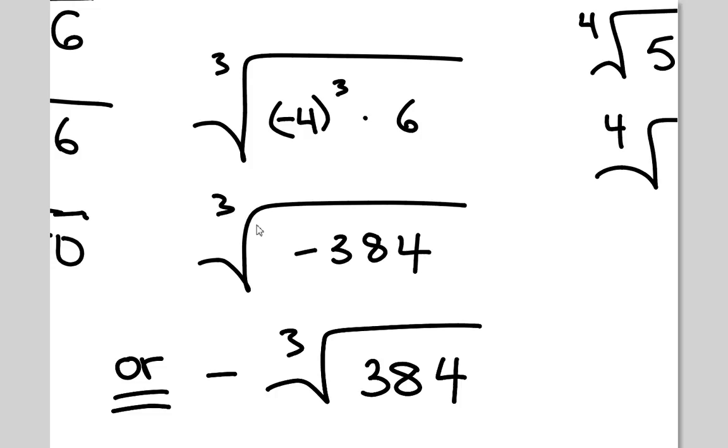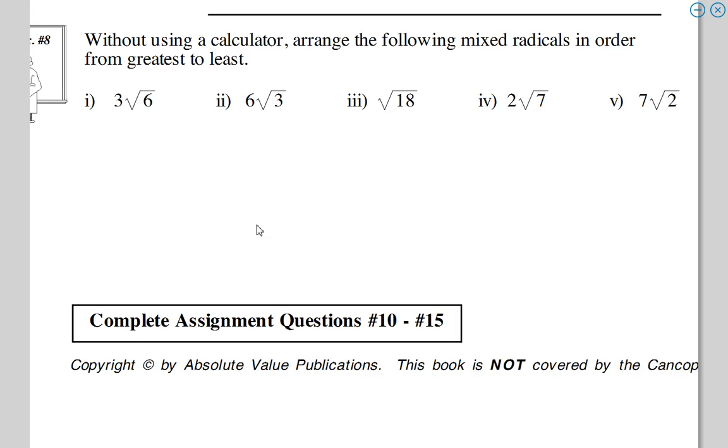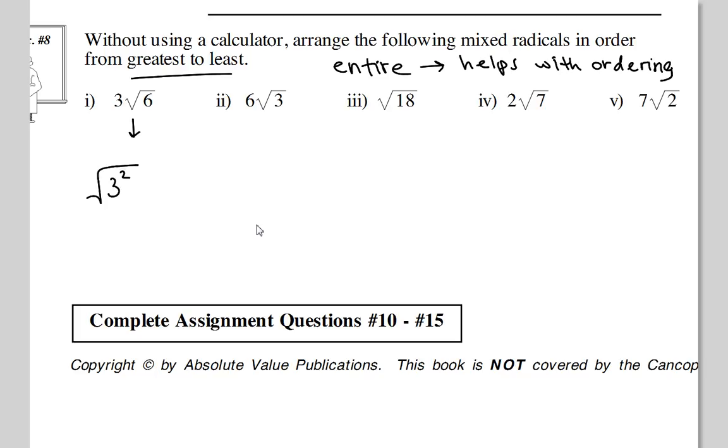Okay, the last one, they want you to do this without a calculator. All you're going to do is order from greatest to least. So let's take a look at some of these. What would 3 root 6 look like as an entire? If you didn't have a calculator, entire will help with ordering. But you'll always have a calculator, so this is almost moot. But it's good exercise. 3 would look like 3 squared, and 3 squared is 9 times 6 is 54.